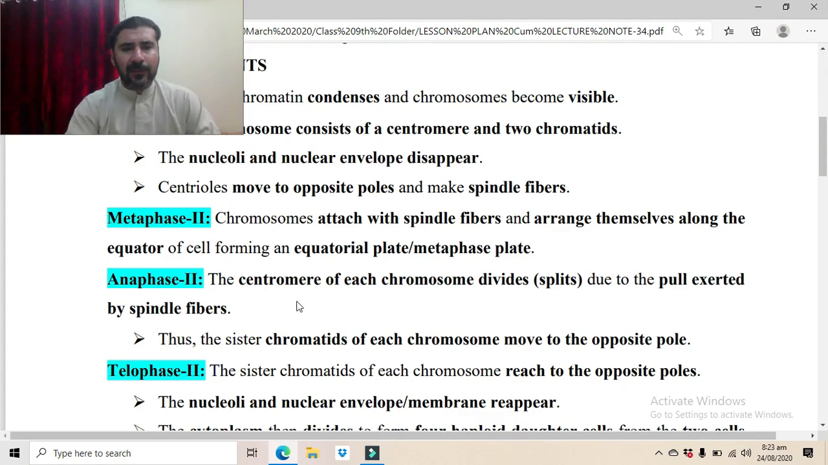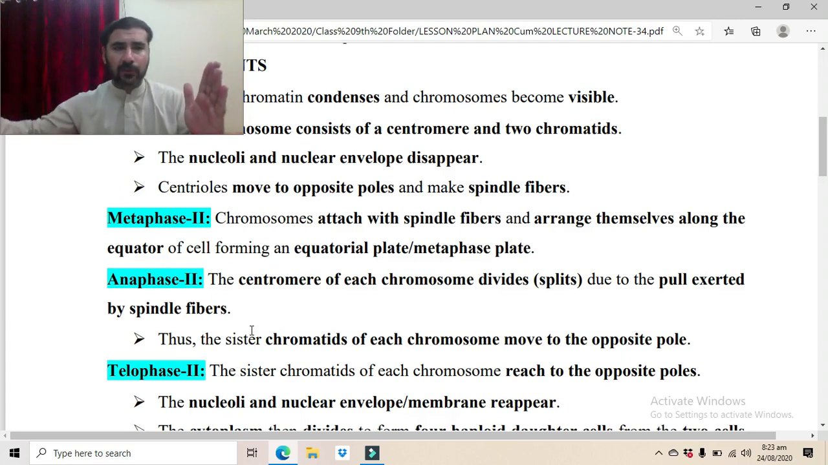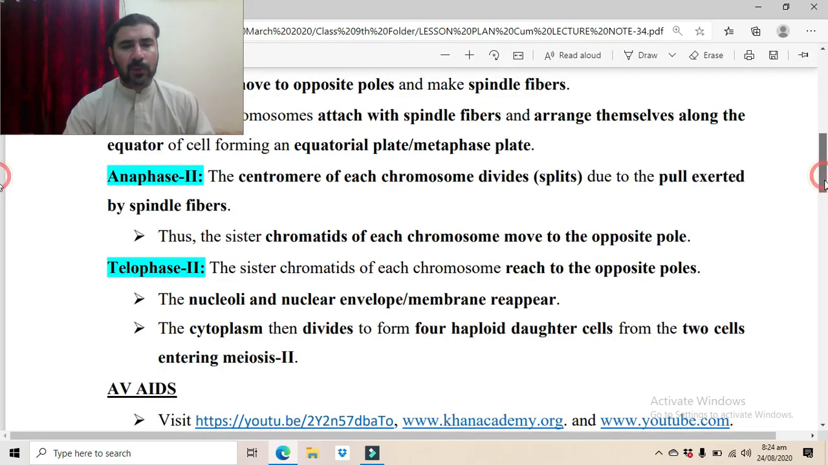So in the anaphase, the centromere of each chromosome divides, splits, and why is it split? Due to the pull exerted by the spindle fibers. Because the spindle fibers shorten, they contract, and they exert a pull on the centromere of chromosomes. So the centromere will split and the two chromatids will be separated, and half of the chromatids will move this way and half of the chromatids will move this way. So half of the chromatids will move towards one pole and half towards the other pole. Now we will move towards the telophase.